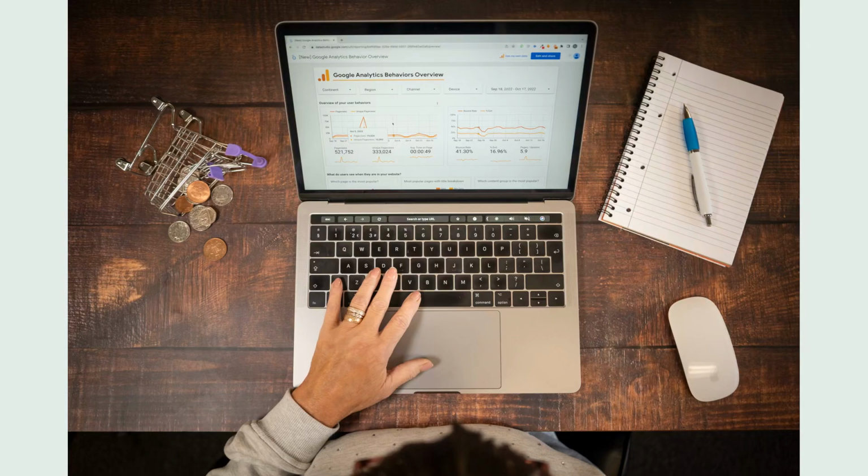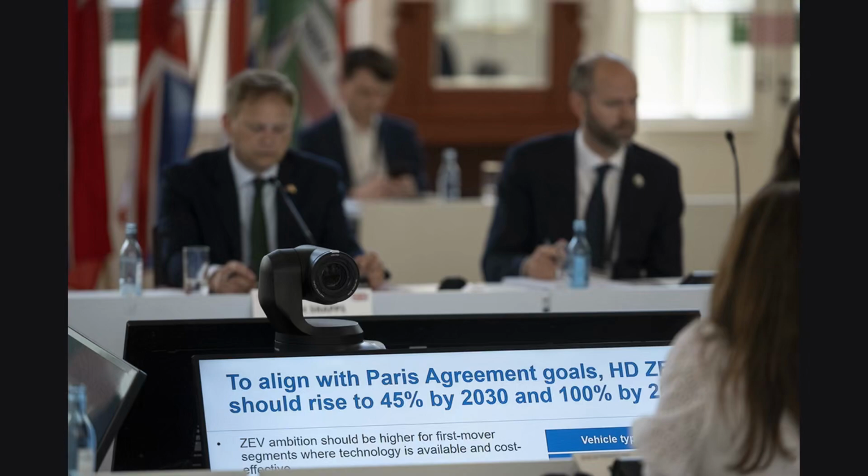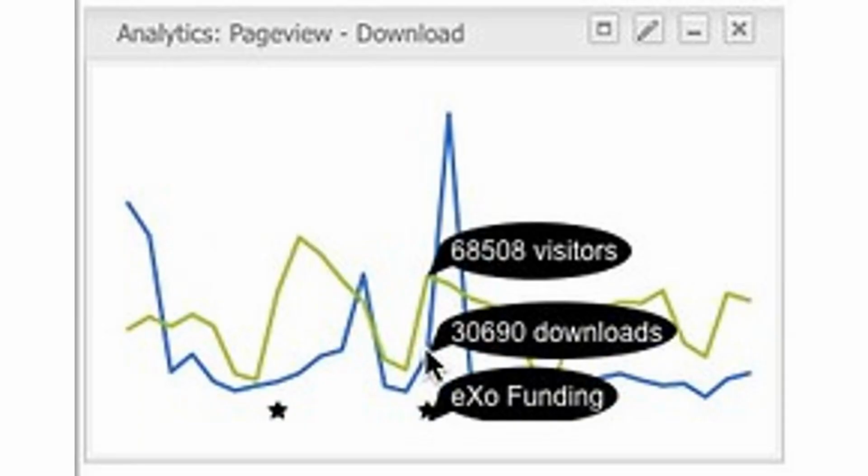If your goal is to generate leads, you can measure it by tracking the number of leads generated, conversion rate, and cost per lead. It's essential to align your marketing goals with your overall business objectives. Your marketing goals should support your business goals and help you achieve your desired outcomes. Once you've defined your marketing goals, you can start tracking the relevant metrics to measure your progress towards achieving them.